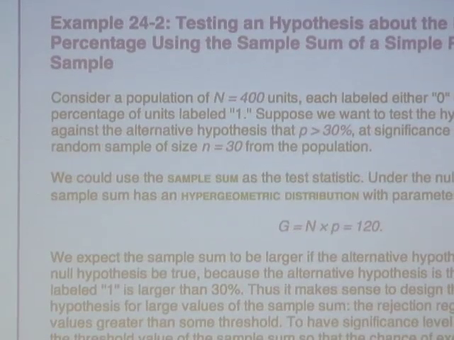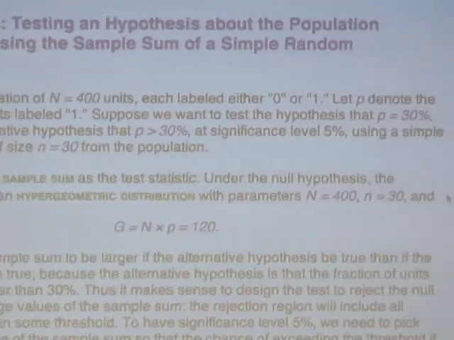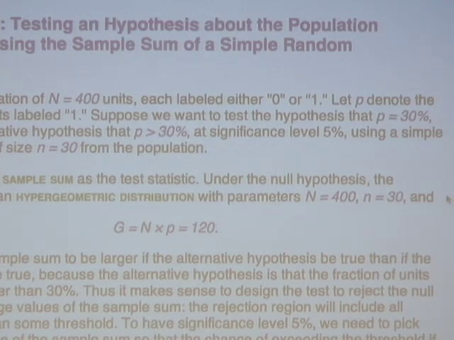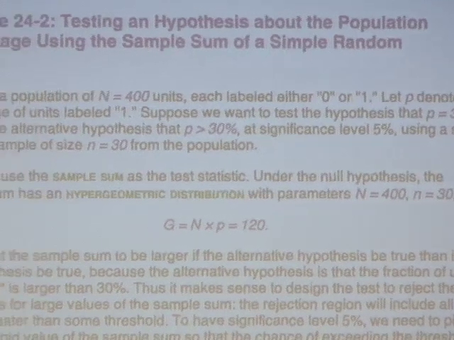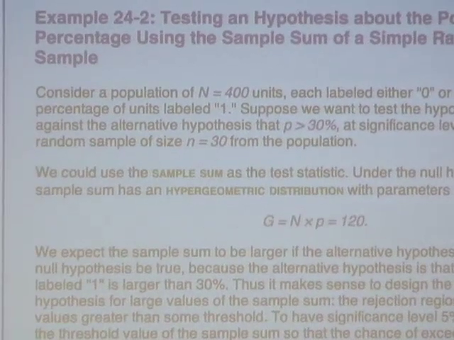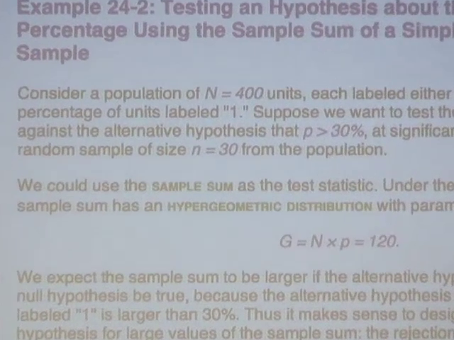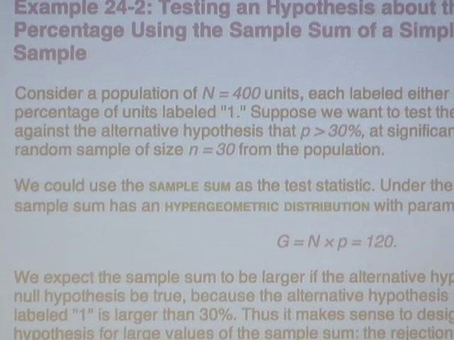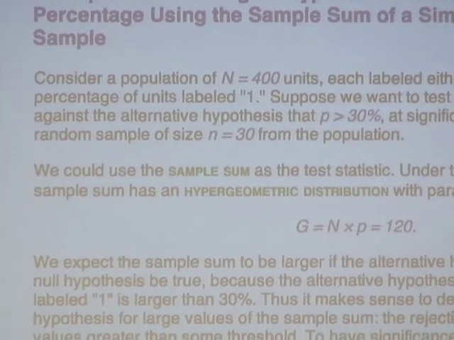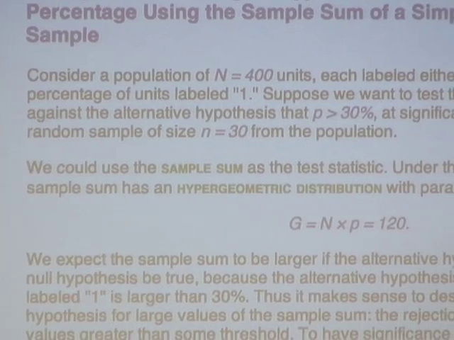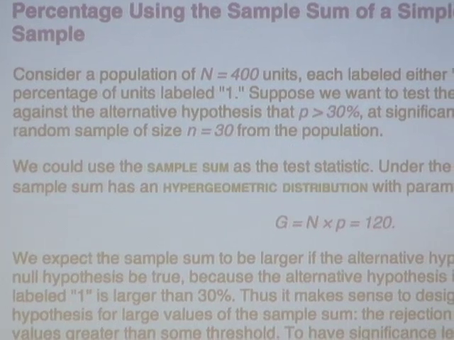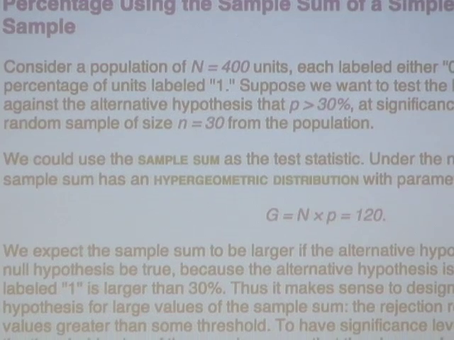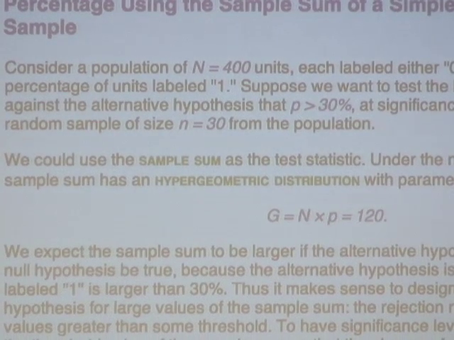I want to do that at significance level 5%, meaning I'm willing to have a 5% chance of concluding that it's bigger when it isn't bigger. And I want to do that on the basis of a sample of size 30 drawn from the population, simple random sample. And what I'm going to use as the test statistic, that x, that thing I'm going to calculate and compare to a threshold to make the decision, is the sum of the numbers on the tickets I get in those 30 draws without replacement, that simple random sample of size 30 drawn from the population.